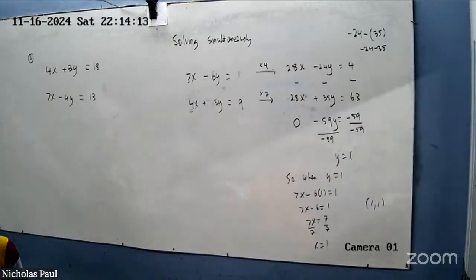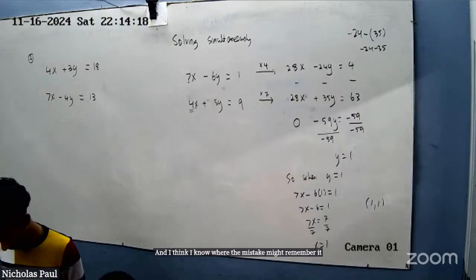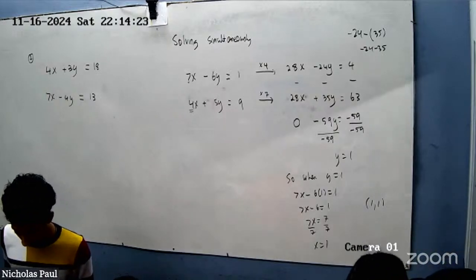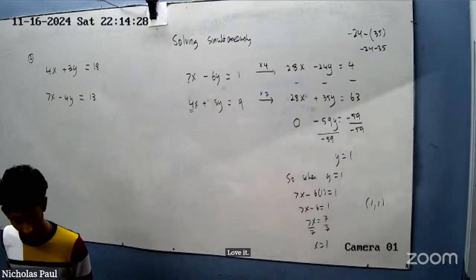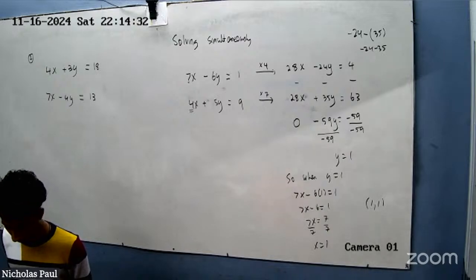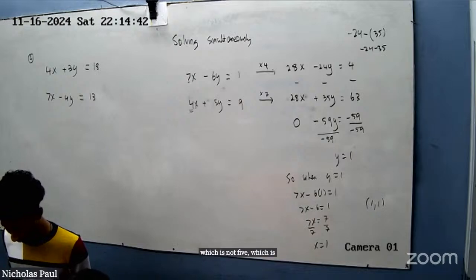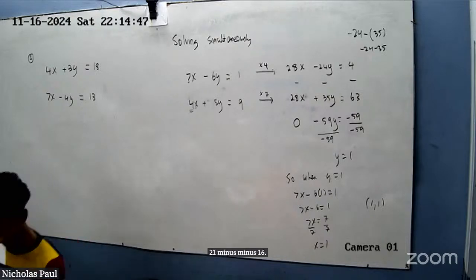I think I know where your mistake might be. Yes, sorry, so it's 21 minus 16, which is not 5, which is 21 plus 16, right? 21 minus minus 16 is 21 plus 16.